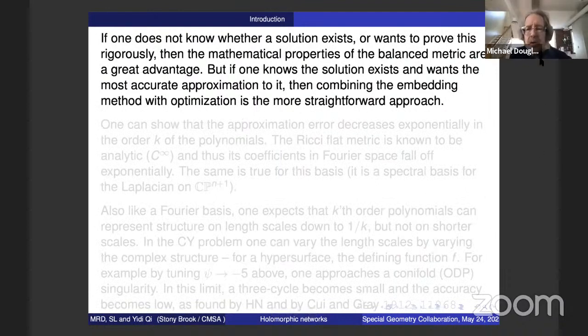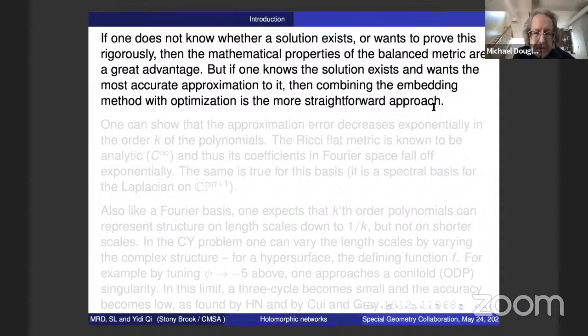Okay, so there is this choice, and the thing I've been saying in my talk, and everybody can weigh in on this, is that clearly the balanced metrics have great mathematical advantages, and if you either want a rigorous proof of something, or you don't know whether the solution exists and you want to study the question of whether the solution exists, probably it's better to do that with the balanced metric. But if you know the solution exists, you really want the most accurate approximation to, say, the Ricci-flat metric, then you should optimize that error.